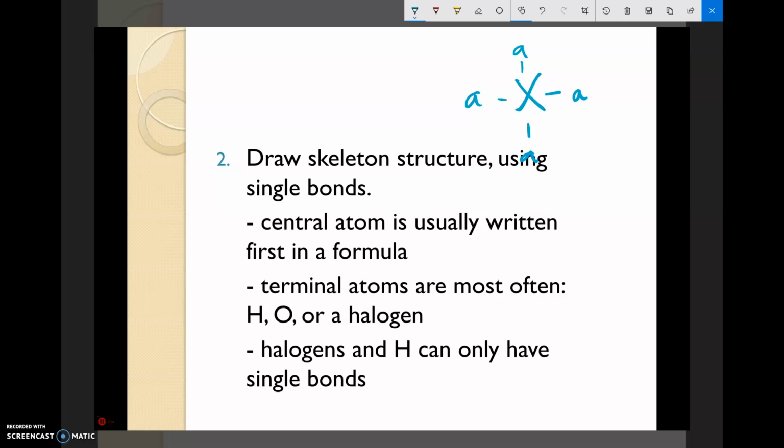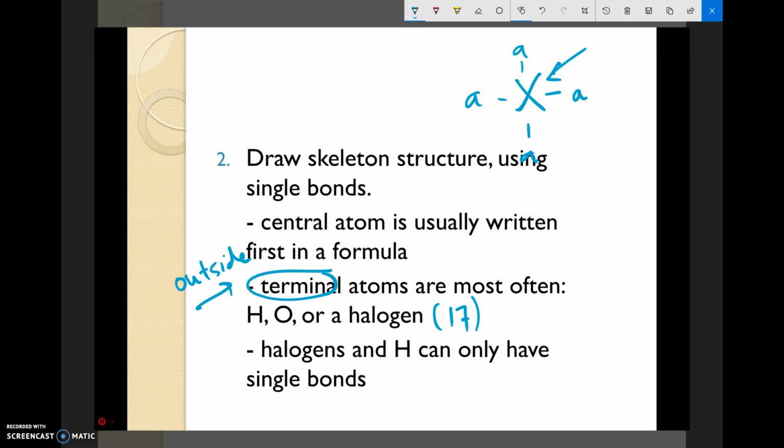A couple of things that will be helpful is that the central atom, which is this X right here, is usually written first in the formula. So that's how you know it goes in the middle. But it's also usually the least electronegative atom in your compound. Terminal atoms, which mean outside, are being represented by the lowercase a right there in our structure. And terminal atoms are usually going to be hydrogen, oxygens, or halogens. And remember that halogens are your group 17 on the periodic table, or 7a.